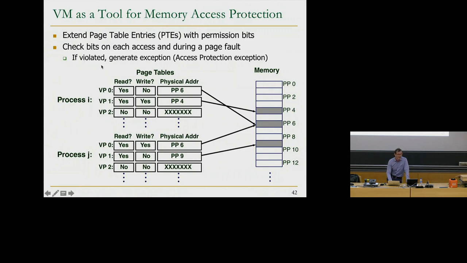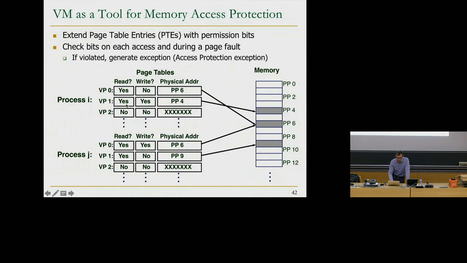And if you don't have the permission level to do the operation that you're trying to do, then you get an access protection exception. That exception is thrown by the hardware, the MMU, that checks it, and that needs to be handled somehow. It could be that your process terminates immediately, right? Because you're trying to do something that you're not supposed to do. So that's the idea over here.